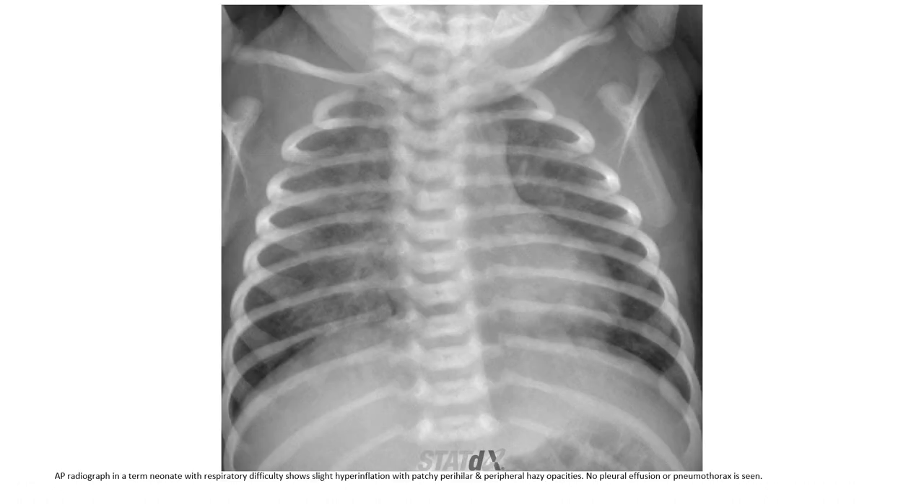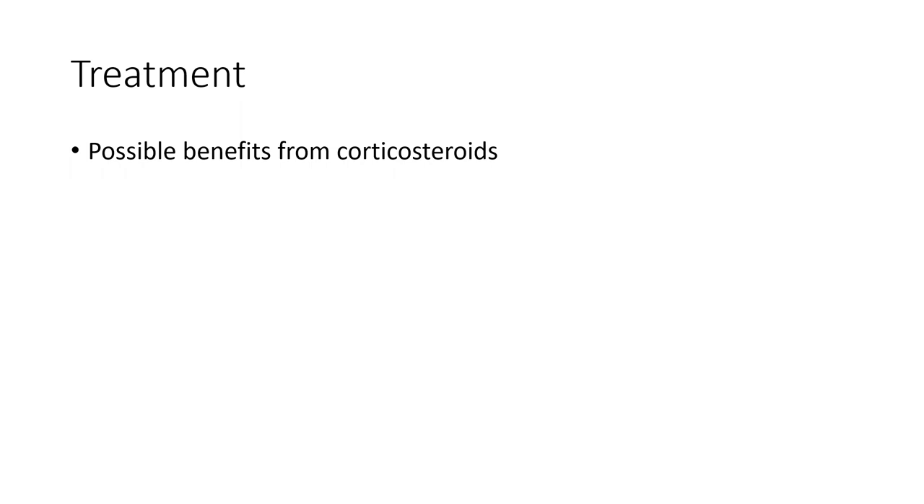AP radiograph in a term neonate with respiratory difficulty shows slight hyperinflation with patchy perihilar and peripheral hazy opacity. No pleural effusion or hemodynamic compromise is seen. Treatment: possible benefit from corticosteroid.